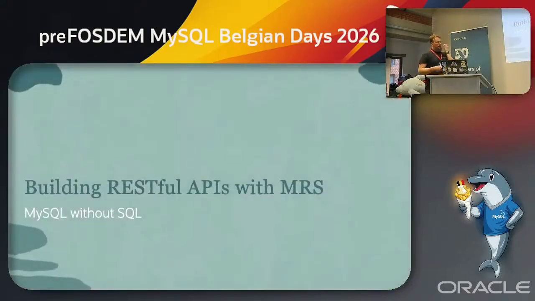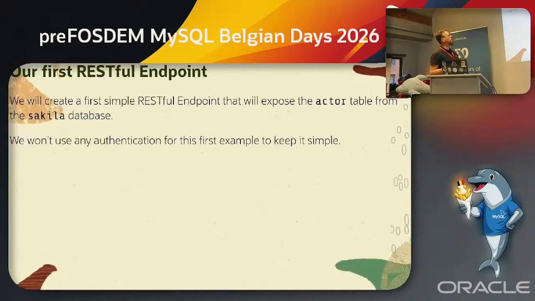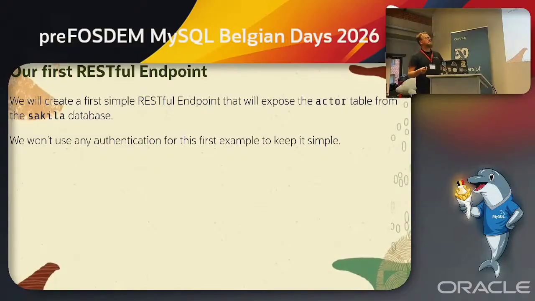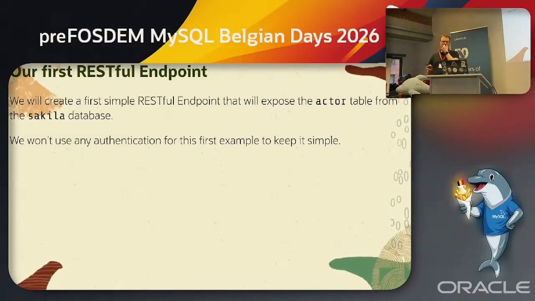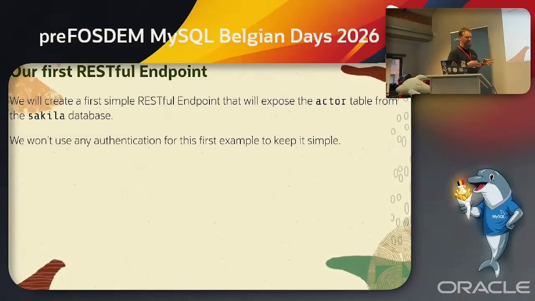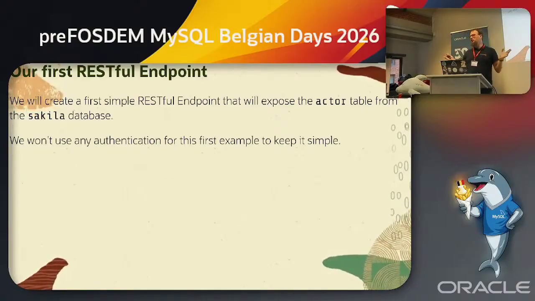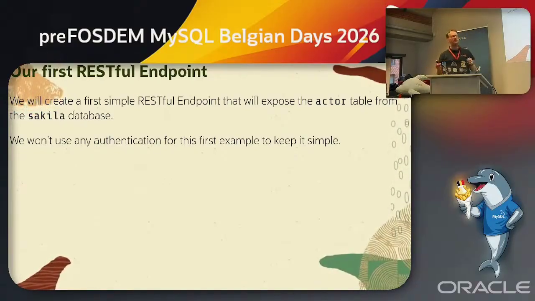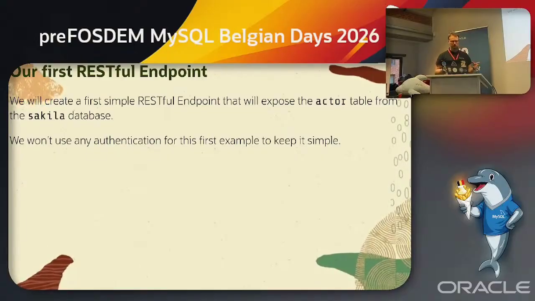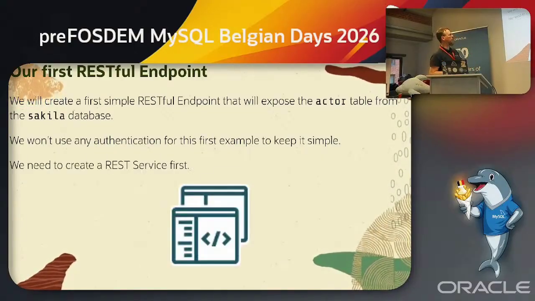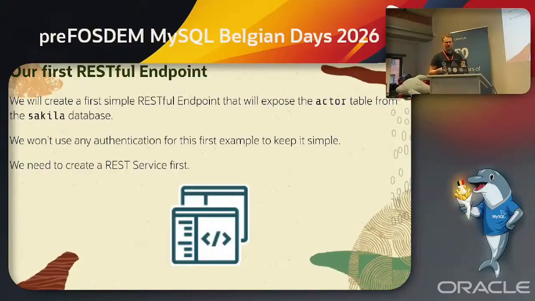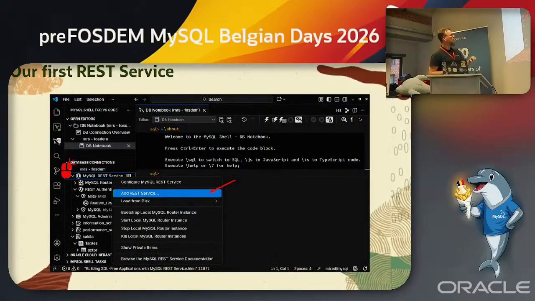So now everything is ready for us to create our first endpoint. And let's say, okay, we want to expose the actor table from the Sakila database, but without authentication. Let's start easy. We don't do any authentication, but we want to create this endpoint. So we need to create a REST service for it.